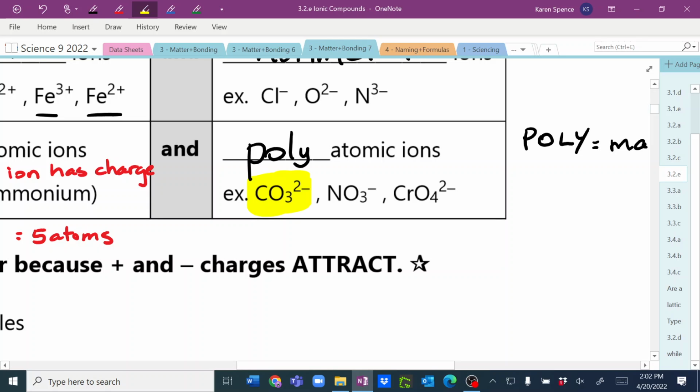Kennedy, could you shut the door for us, please? Thank you so much. Tell your partner how many atoms there are in the polyatomic ion CO3 2 minus. There are 4. There's 1 carbon. There are 3 oxygens, which gives us a total of 4 atoms in that polyatomic ion.